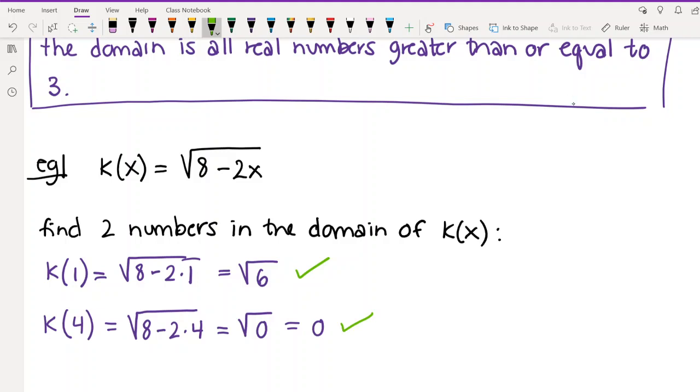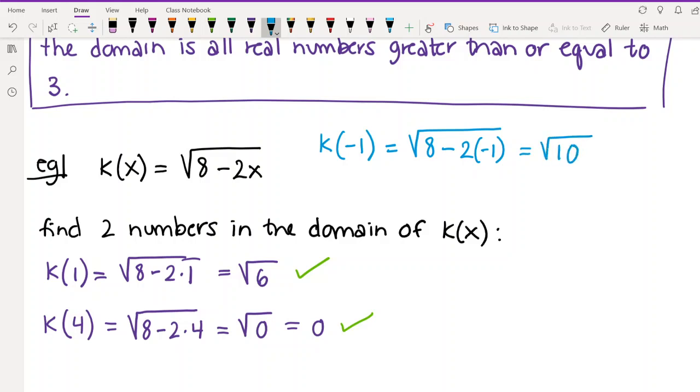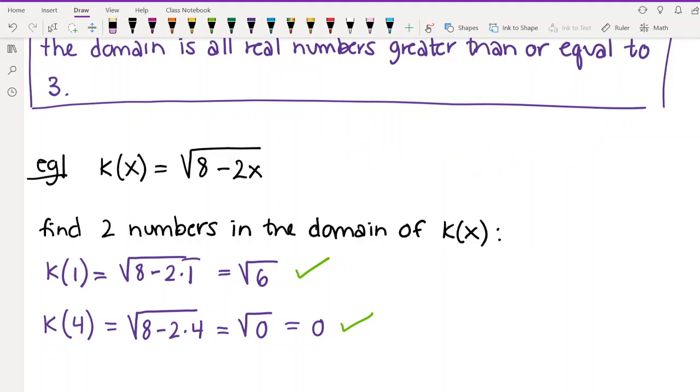So maybe we don't really need to do this because we already found 2, but let's briefly see what happens if we plug in a negative number. Let's say we plug in -1. We would get the square root of 8 minus 2 times -1. 2 times -1 is -2, and so you're subtracting a negative. You would get the square root of 10 because you'd have 8 plus 2. So it's okay to plug in negative numbers. That's still going to work out.